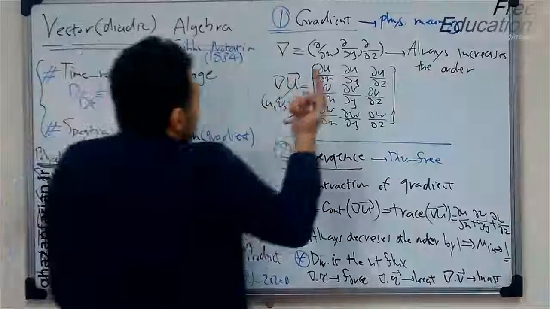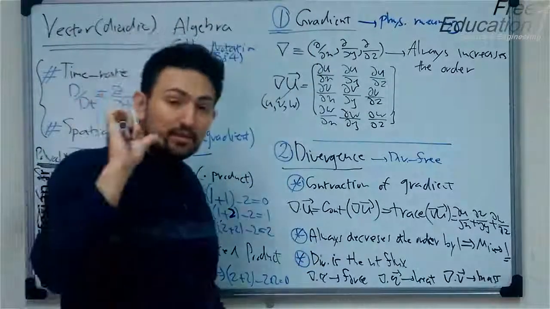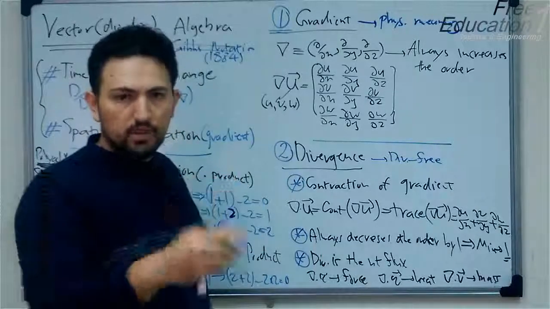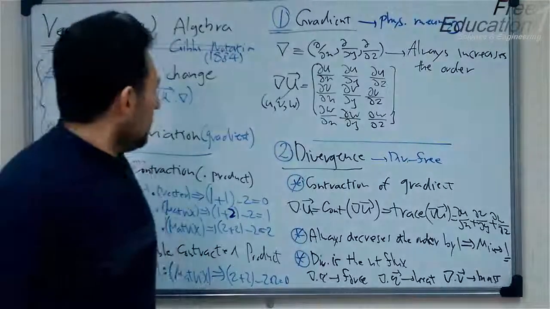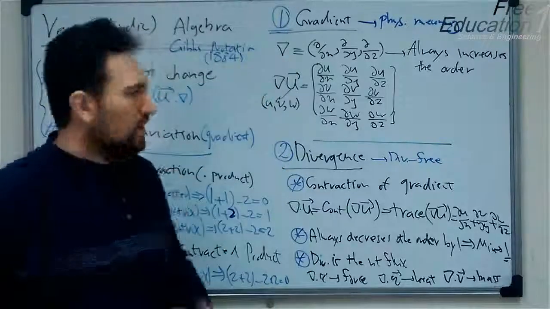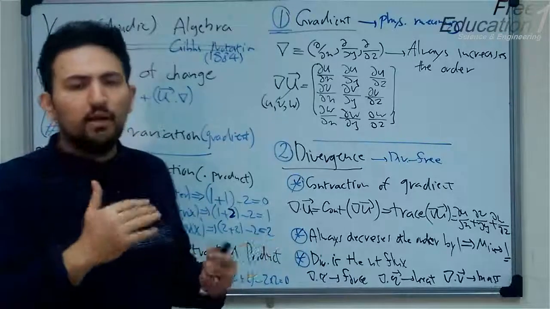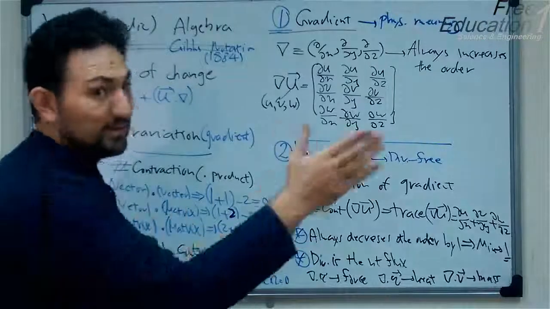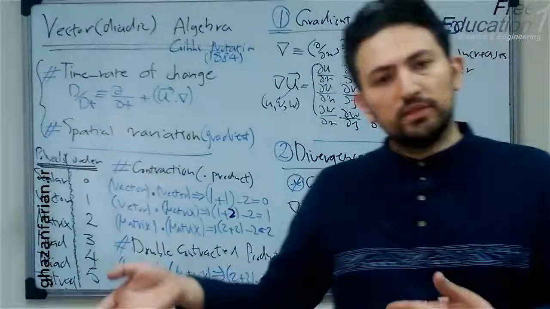For example, if the first component is non-zero, it means that quantity changes only in the x direction. The other directions do not affect that quantity. The del operator, or the nabla operator, or the gradient operator, shows the direction of change of something. When it is positive, the quantity increases in that direction, and when it is negative, the quantity is reduced in that direction.